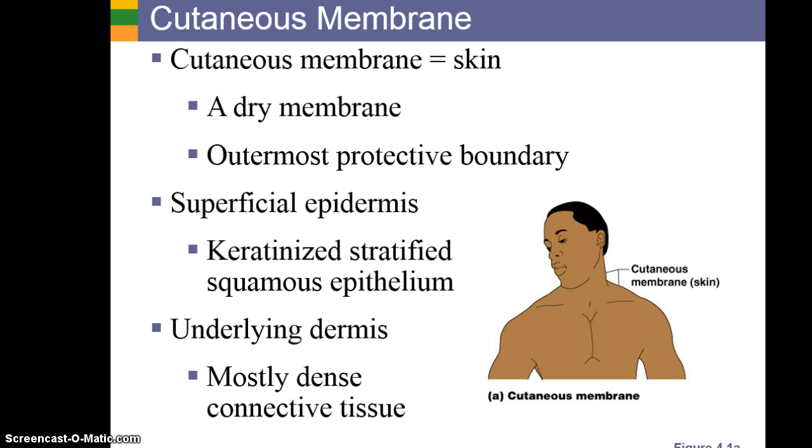Okay, let's start with the cutaneous membrane. For letter A, cutaneous membrane equals the skin. This is something that you're familiar with. The diagram on this slide identifies with that. So when you think about cutaneous membranes, think about the skin. For number 1, it's generally a drier membrane. There are components that give it unique characteristics, but in general it's a dry membrane, and it's the outermost protective boundary on your body. Okay, superficial epidermis, another characteristic associated with this membrane.